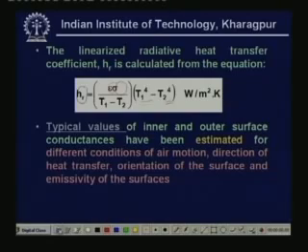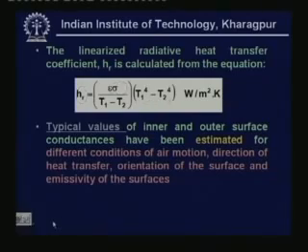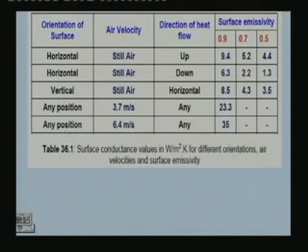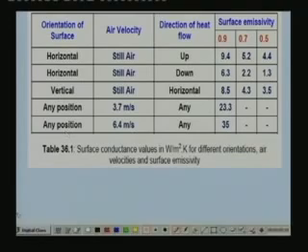Okay, and typical values of inner and outer surface conductances have been estimated for different conditions of air motion, direction of heat transfer, orientation of the surface, and emissivity of the surface. Let me show you some typical values. So this table shows, as I said, surface conductance values in watt per meter square Kelvin for different orientations, different air velocities and surface emissivity.